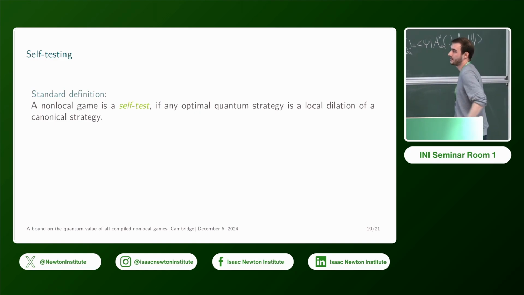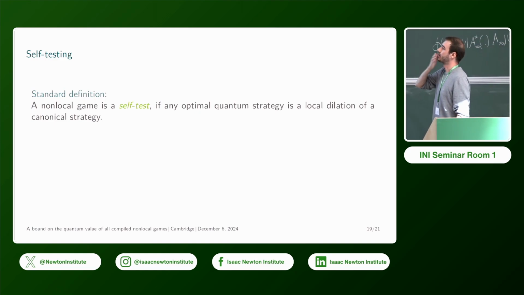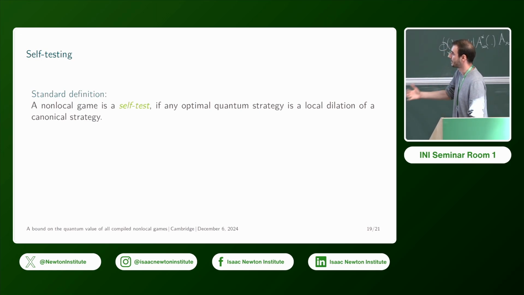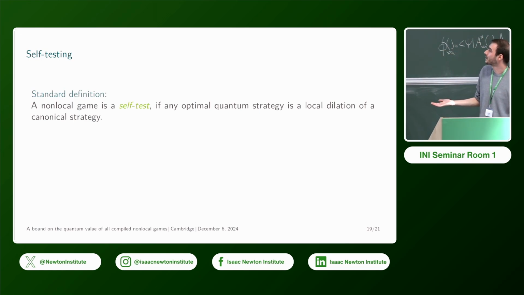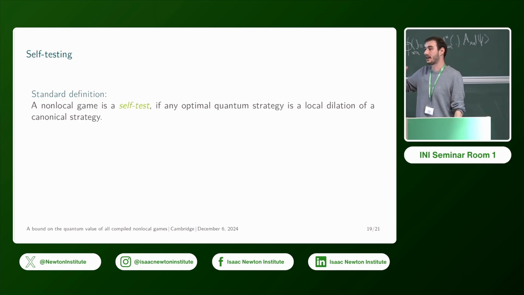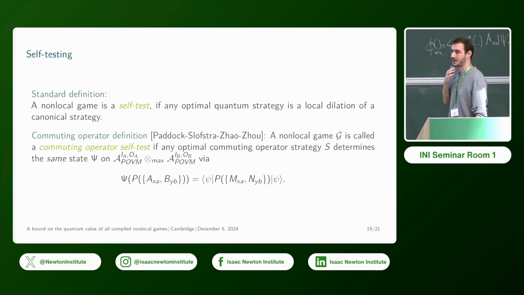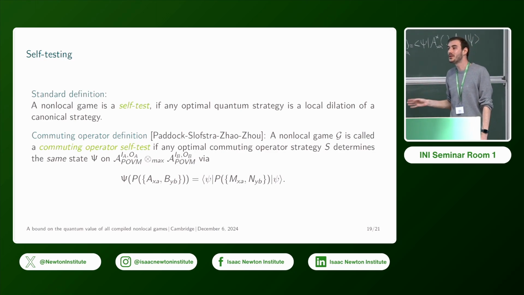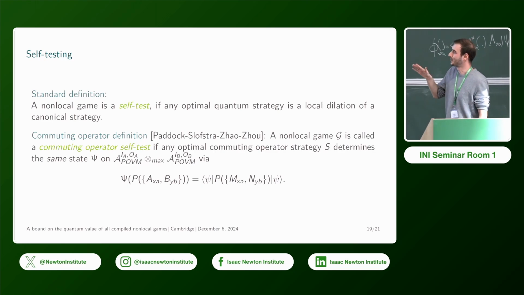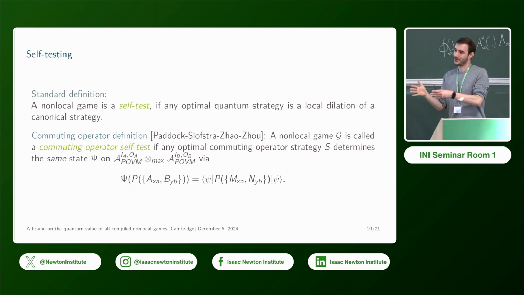And what is the standard definition? Very briefly, it just says that a non-local game is a self-test if I take any optimal strategy and then I find some local isometries that map it to some canonical strategy that I used before. This canonical strategy can be seen as the unique one that I had in mind before. But we have this upper bound by the quantum commuting value, so somehow we also want to use the commuting operator definition, or we want to look at it from the viewpoint of commuting operator correlations.